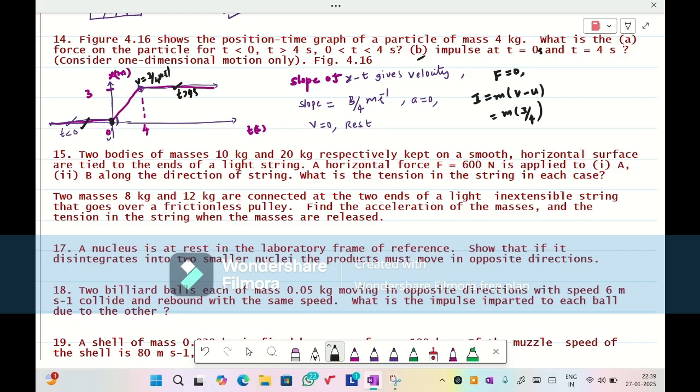So, m is 4 kg, therefore the 4 gets cancelled. 3 kg meter per second. And impulse at t equal to 4 seconds, same. T equal to 4 seconds means either side you can take, because anyhow this is only what will come, that is I equal to again mv. So that is equal to 3 kg meter per second only. No doubt at all.